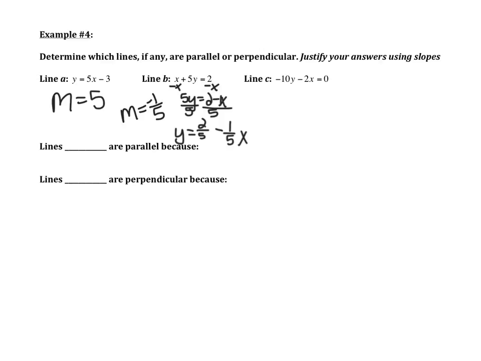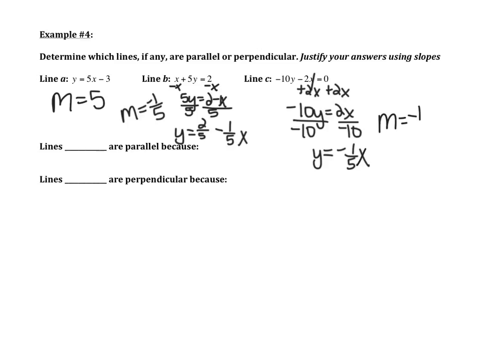Line C is -10y minus 2x equals 0. So again, y is not by itself, so my first step would be to get y by itself, add 2x to both sides. 0 plus 2x is 2x. And then I'm going to divide by -10. Putting that into lowest terms, positive divided by negative is a negative, and 2/10 is 1/5. So now that y is by itself, I know that the slope of this equation, line C, is -1/5.